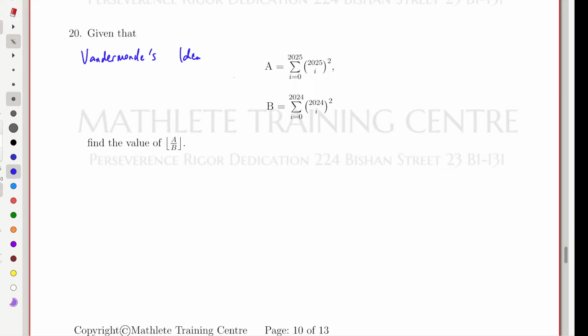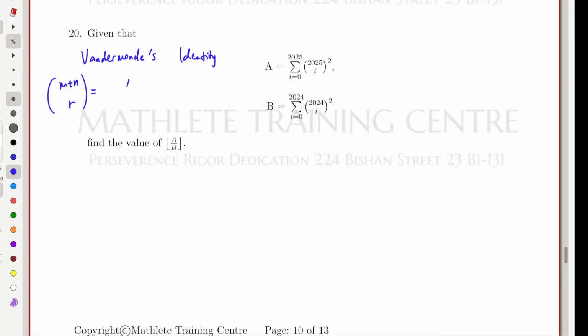So what his identity says is actually a more general case of this. His identity says this thing. He says that, if you're taking, wait, I don't remember. Let me try to recall the identity. They are saying that m plus n choose r is equal to, oh, I cannot remember this term.